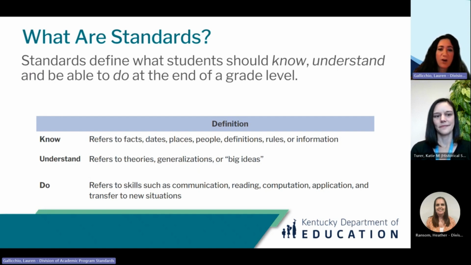So a definition of know refers to the facts, dates, places, people, definitions, rules, or information that is included within the standard. Understand refers to theories, generalizations, or big ideas. What are we asking students to know and understand within that standard? Do refers to the skills required within the standard, such as communication, reading, computation, application, and transfer to new situations. These three terms, and understanding what the standard is asking students to know, understand, and do, are really essential to ensuring that students are mastering the grade level content and skills that the KAS for Social Studies requires.